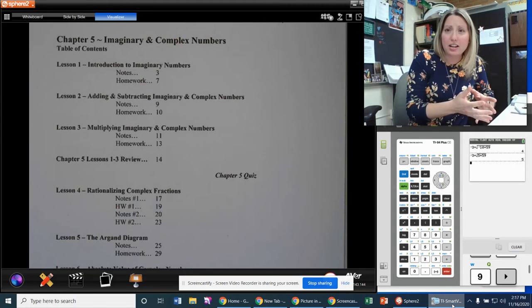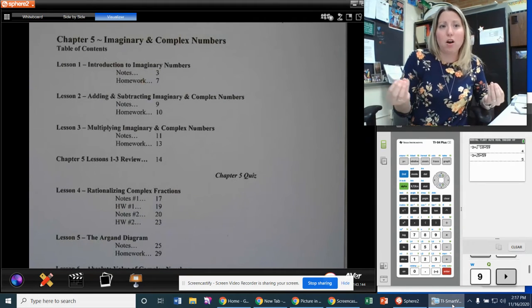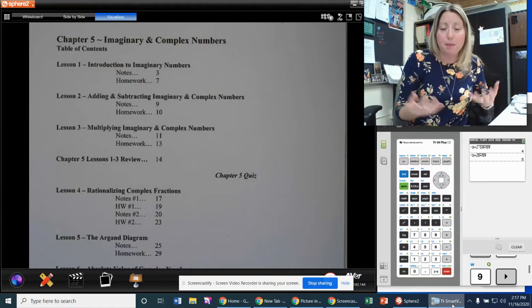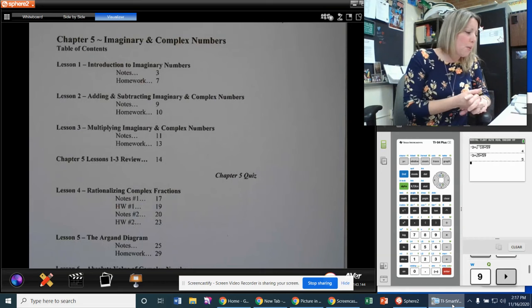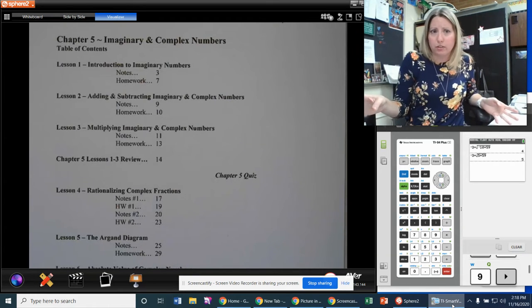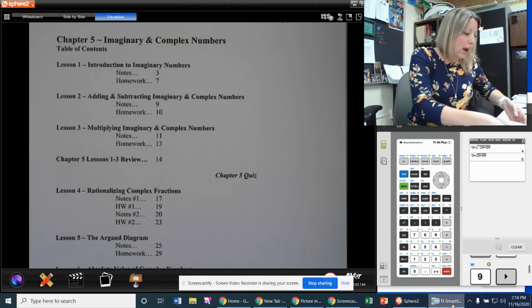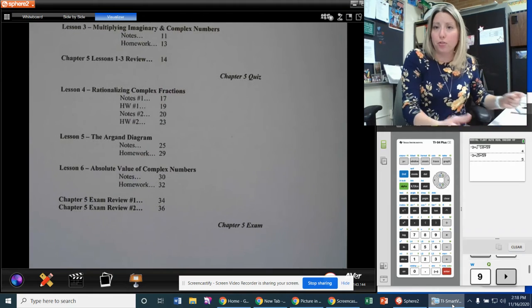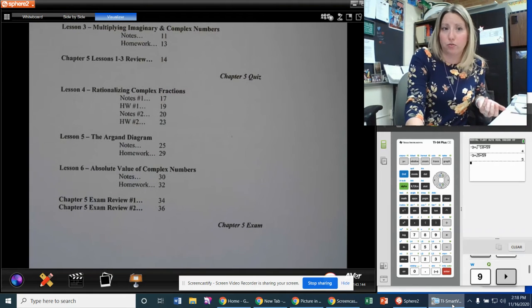We're going to start today by talking about lesson 1, just looking at what imaginary numbers really are and why we call them that, but they do exist. Then we're going to add them, then we're going to multiply them, and have a review, have our quiz. Then we're going to rationalize them, 2 separate notes, 2 separate homeworks, but both deal with rationalizing the complex fractions.